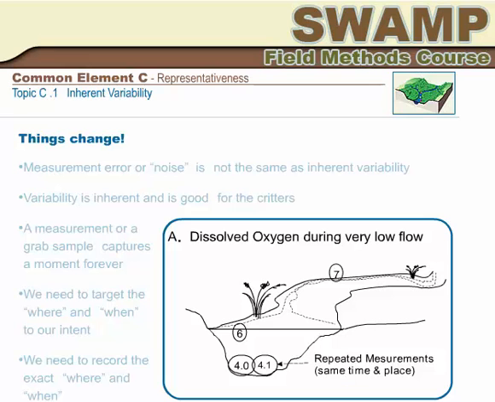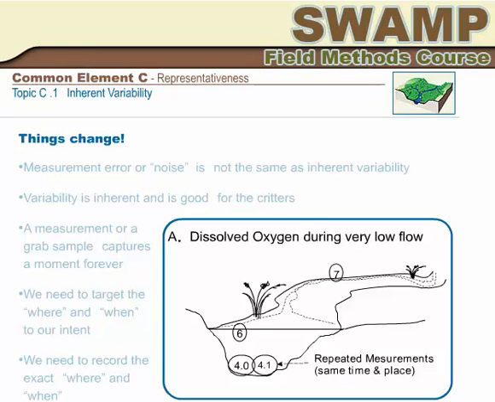This topic is an introduction to the concepts of inherent variability and the concept of a sample. Suppose you are monitoring dissolved oxygen in your stream. You calibrated your instrument in the morning to assure the accuracy, which is how close your result is to the true value, but you still need to determine your precision, or how close one measurement is to a repeated measurement.